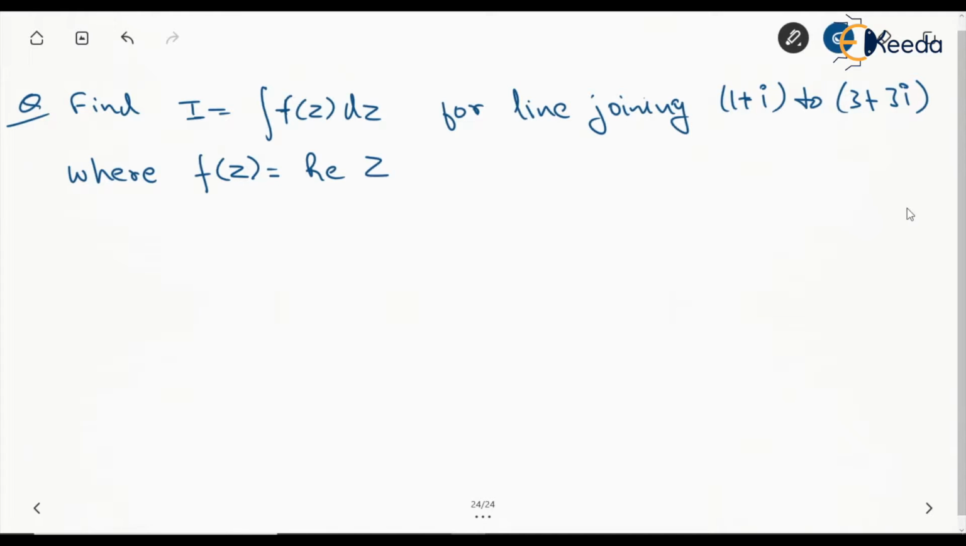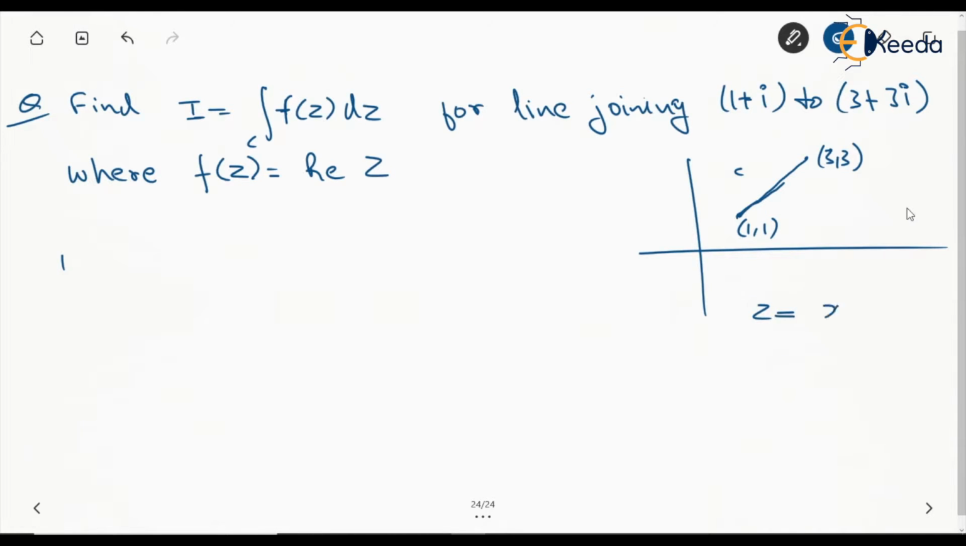So we need to find this integration over the path, the line joining. Let's say this is 1 plus i and this is 3 plus 3i. So this is (1, 1) and this is (3, 3). So this is the path of integration. So this is I and this f of z is real z. So what is real z? For z equal to x plus iy, real z is x. So this becomes x.